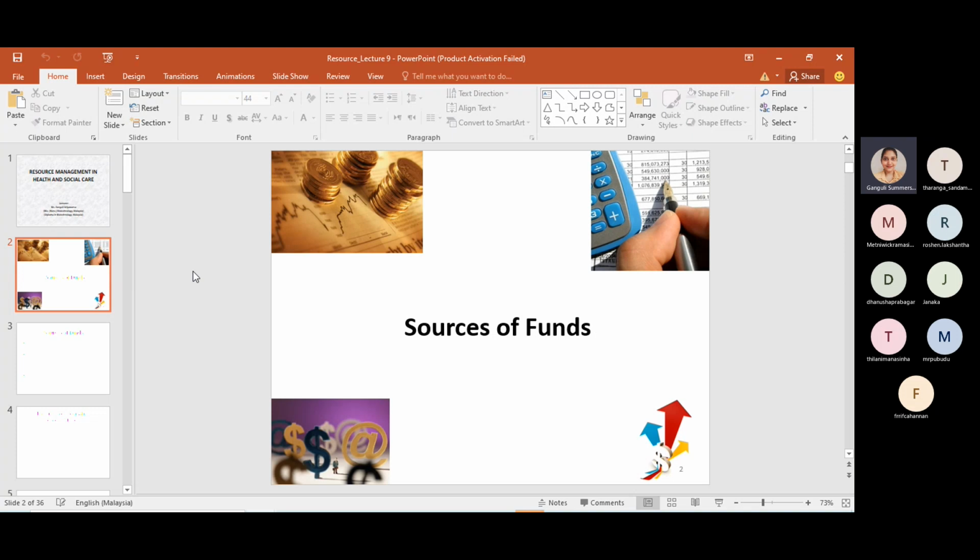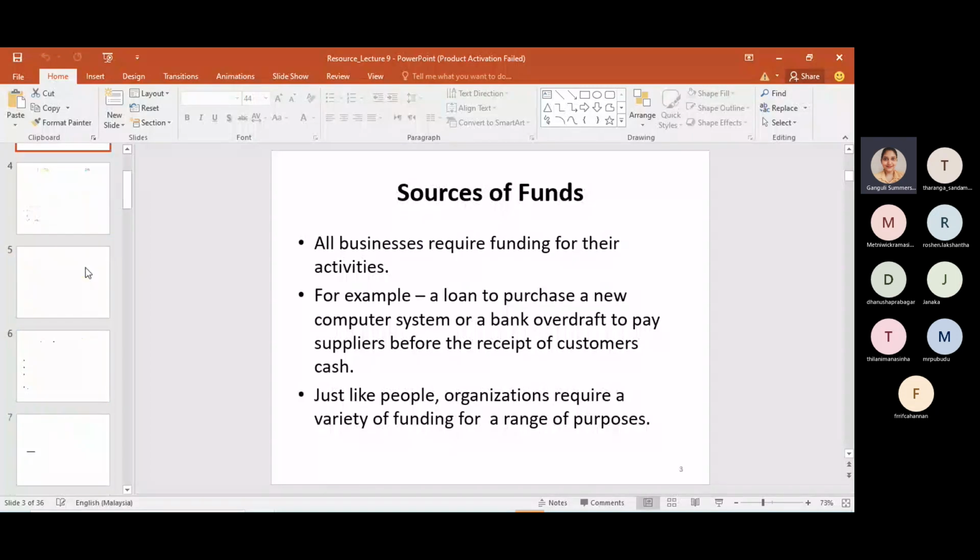All businesses, all companies require funding for their activities. All businesses require money for their activities. For example, to purchase a new computer system, you will need to take a loan, and to pay your suppliers, you might need to get a bank overdraft. Likewise, these are some examples.